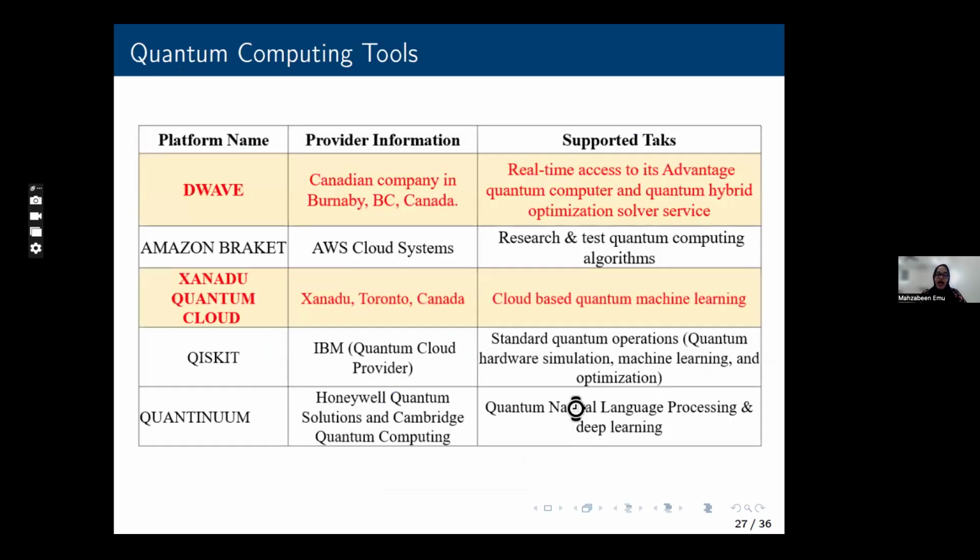Okay, so this was all of the research projects that I wanted to discuss, and I get this question a lot: how have I been implementing the quantum techniques that I have discussed? So I have used D-Wave for quantum annealing. They have a quantum hybrid optimization solver that is available via cloud. And for quantum machine learning and AI approaches, I have used Xanadu's Quantum Cloud. And then there is IBM's Qiskit, Amazon Braket, and Quantinuum for QNLP and other tasks.